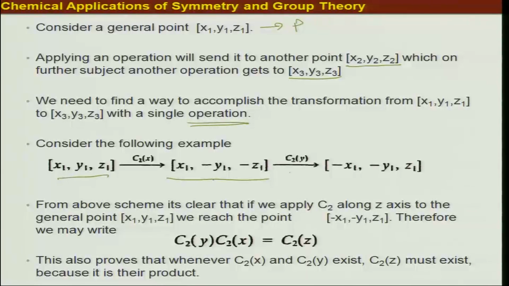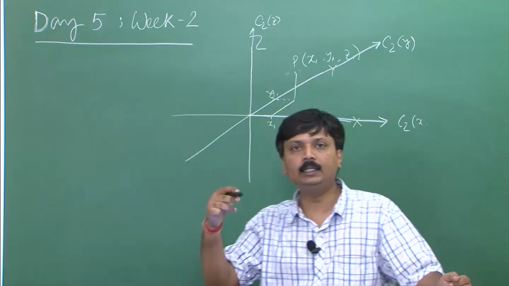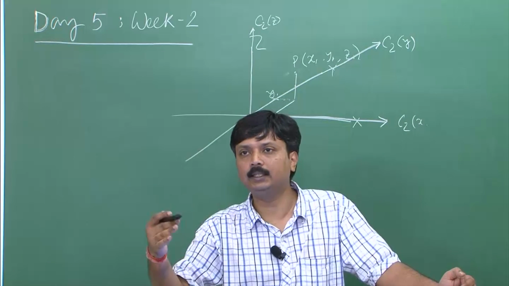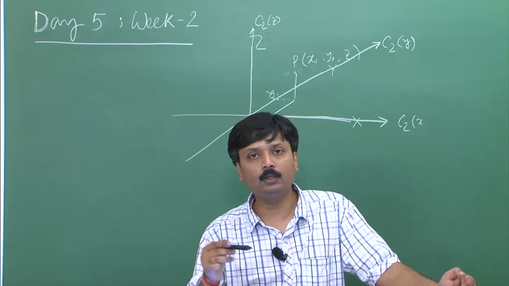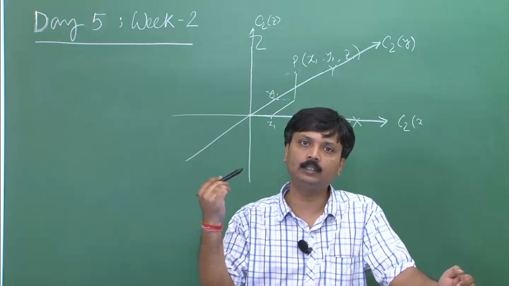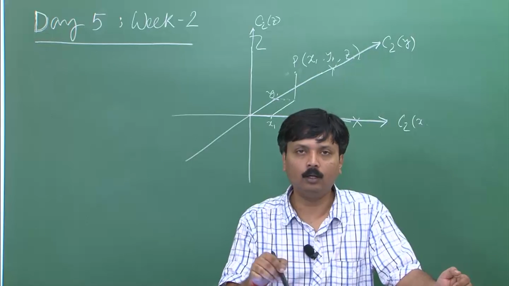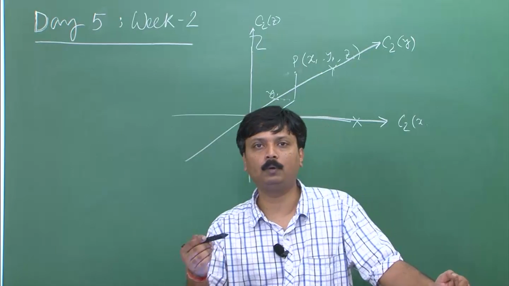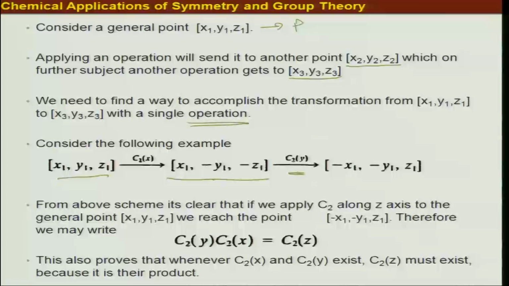Now similarly, if we perform C2y on this one, you should try this out, draw it like this and see how the points change their coordinates upon this symmetry operation. So take this generalized C2y and apply it on this general point x1, y1, z1 and find what happens next. If you apply C2y, you get minus x1, y1, minus z1. Okay, so you can apply C2z now on x1, y1, z1.